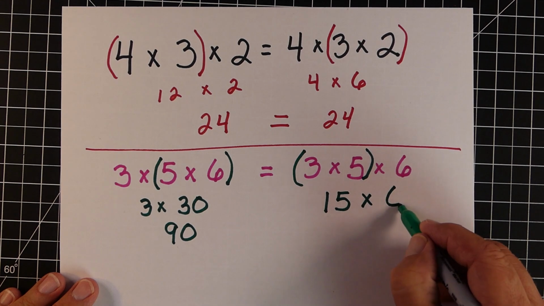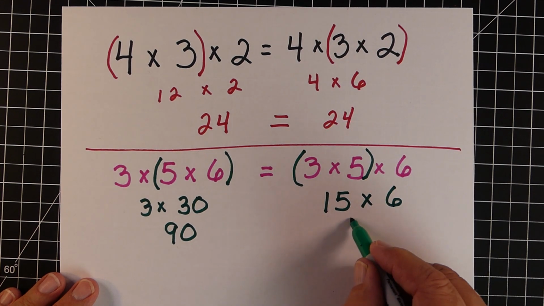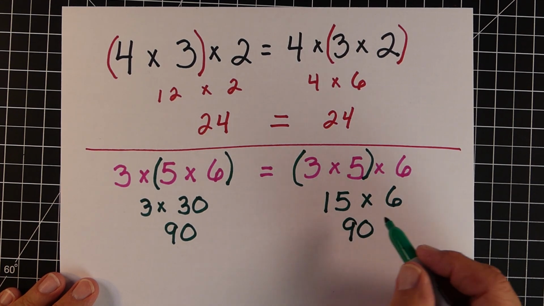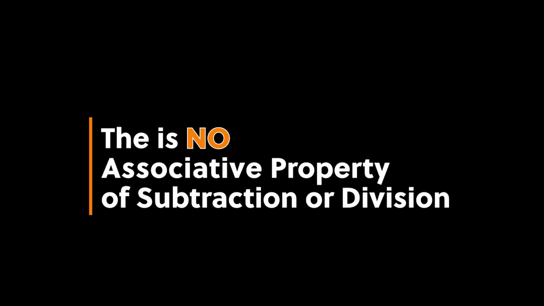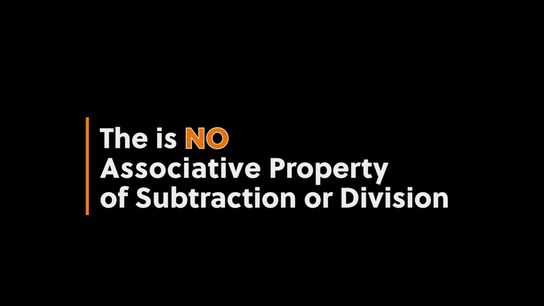15 times 6 is going to give me 90 as well. And so again, they're equivalent or equal on both sides. You'll also notice that there's no associative property of subtraction or division.